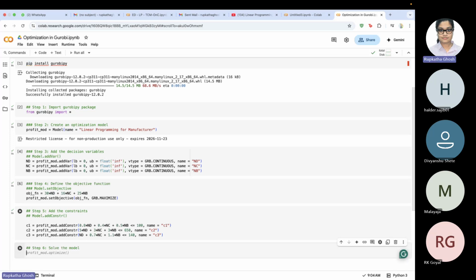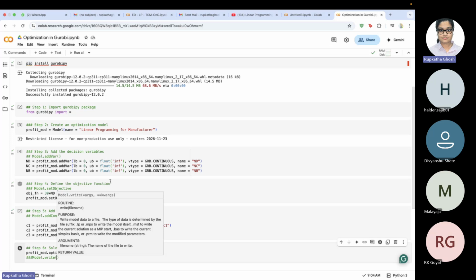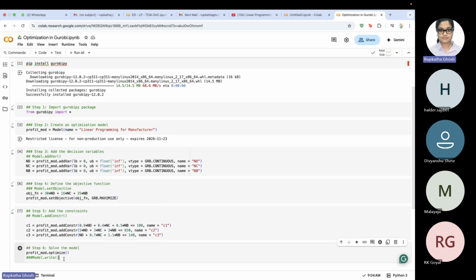So what do we write here? Profit mod, see everything is coming up, dot optimize. And another thing which I won't be doing here, you can also write the model to a file. Basically you see, this is how you do it, write file name. It will give you the output of the LP file of the model. I won't be doing this here, but you can always do it.